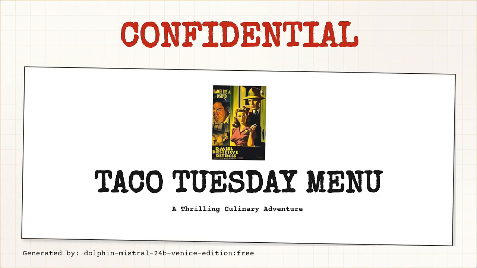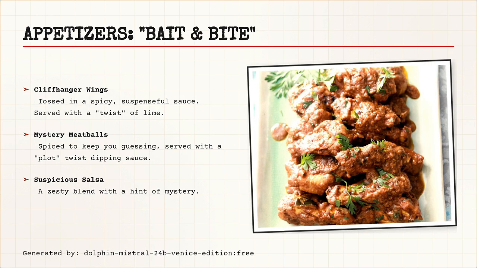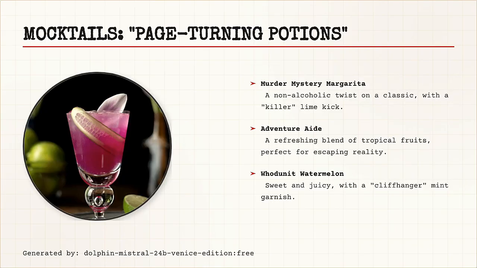Welcome to our Taco Tuesday menu, a thrilling culinary adventure. This video contains confidential information about our latest offerings. Start your investigation with our Bait and Bite appetizers. Try the Spicy Cliffhanger Wings, the guessing game of Mystery Meatballs, or the zesty Suspicious Salsa. Next, turn the page to our Page-Turning Potions mocktails. Solve the puzzle with a Murder Mystery Margarita, escape reality with the Adventure Aid, or enjoy the Whodunit Watermelon.